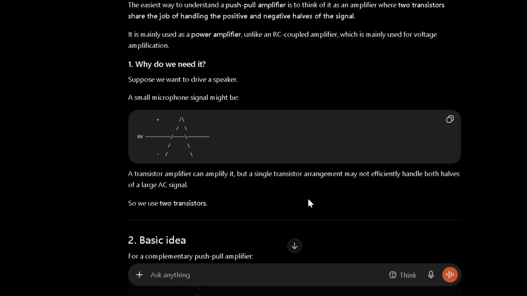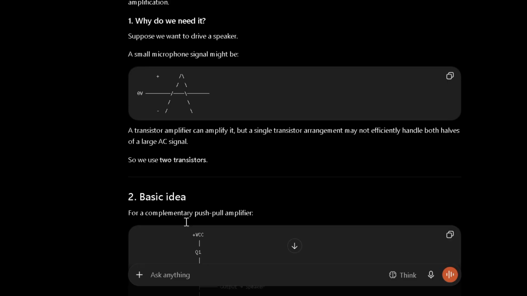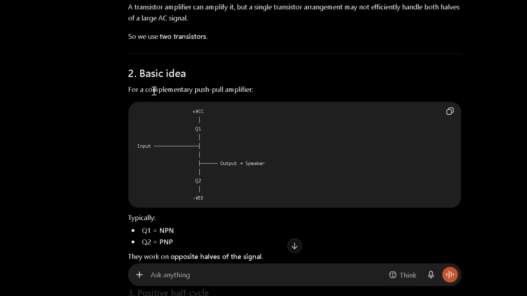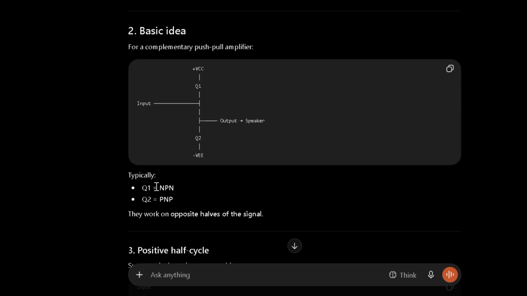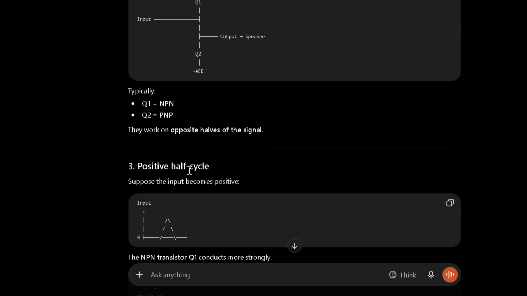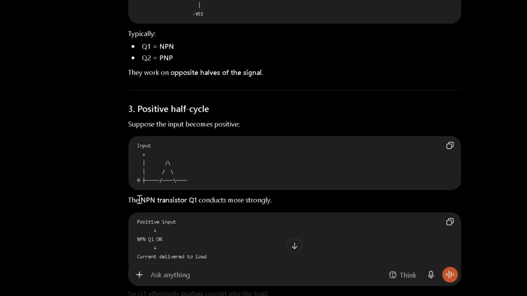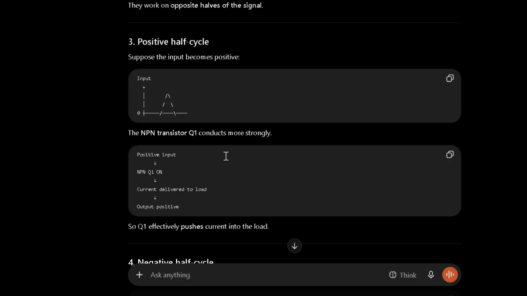So we use two transistors. The basic idea of a complementary push-pull amplifier: input, VCC, output to the speaker. Q1 is NPN and Q2 is PNP. They work on opposite halves of the cycle. In the positive half cycle, the input becomes positive and the NPN Q1 conducts more strongly. Current is delivered to the load, output positive. So Q1 effectively pushes current into the load.